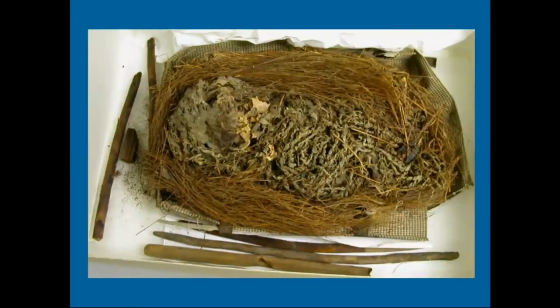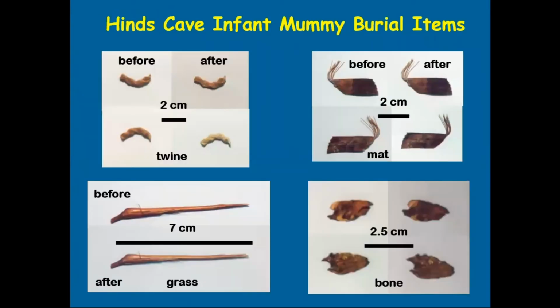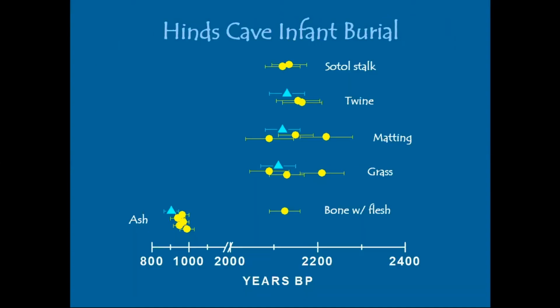This is a mummy, infant mummy burial from Texas. We took many different pieces of this: grass, twine, ash wood stick, a sotol stalk, some rabbit fur robe, a bone with a little bit of dried flesh on it, and we extracted carbon dioxide out and radiocarbon dated all of those. And this picture again shows that the process is essentially non-destructive. You can't really tell any difference within the limits of our photography.